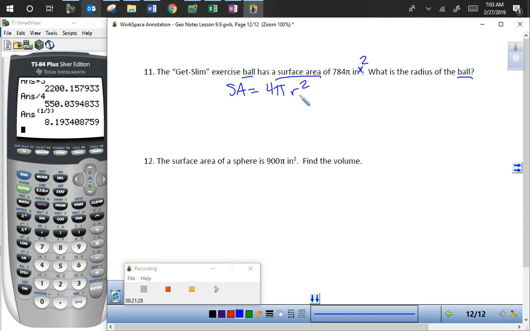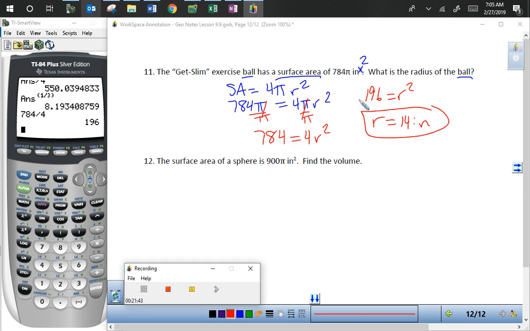I want you to go ahead and pause the video on this one because I think you can handle it based on your algebra skills on getting rid of that squared. So pause the video and take care of this problem for me, please. Alright, so this time we had pi in our surface area, so those cancel out, and we're left with 784 equals 4r squared. Divide that 4 over to get 196, and then we take the square root to get 14.